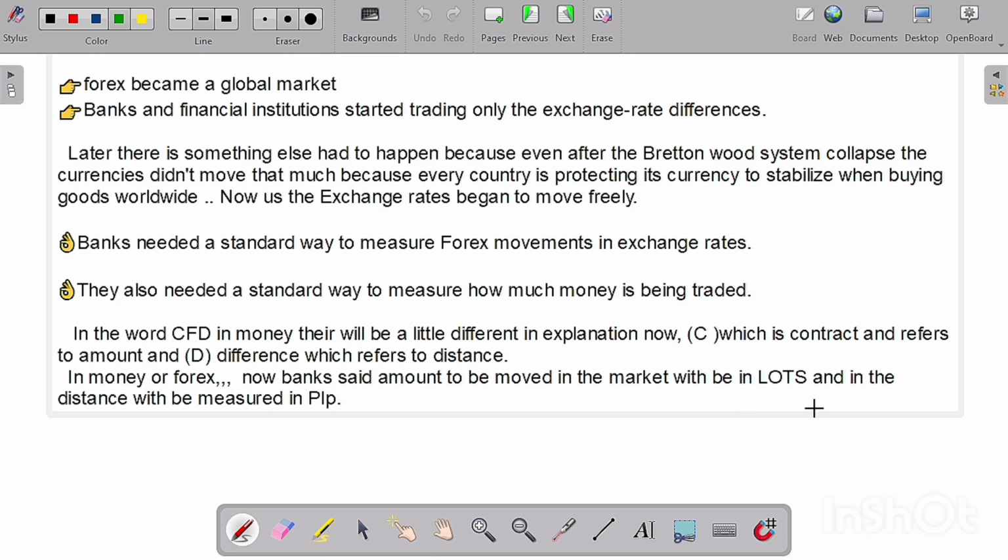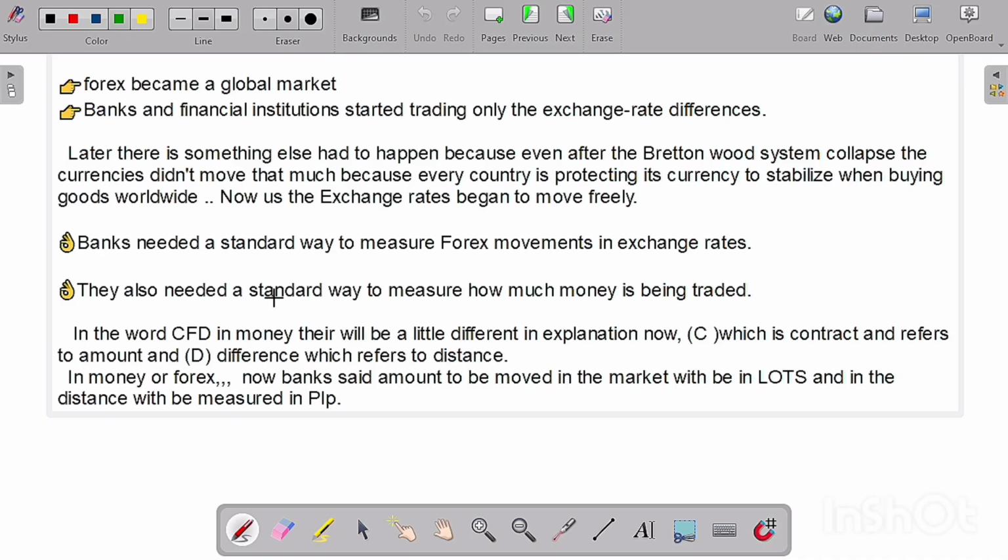So now we have another word which has persisted, and lots will stand for C, which is contract, because when people were buying shares in the 1970s and 90s, in the introduction of CFD in the financial market, which came through buying shares, like we learned in this history of CFD, shares were bought in contracts. So one contract would stand for 2,000 shares. If you have 2 contracts, you are talking about 4,000 shares. So the word contract is representing amount. So one contract in shares was representing 2,000 shares.